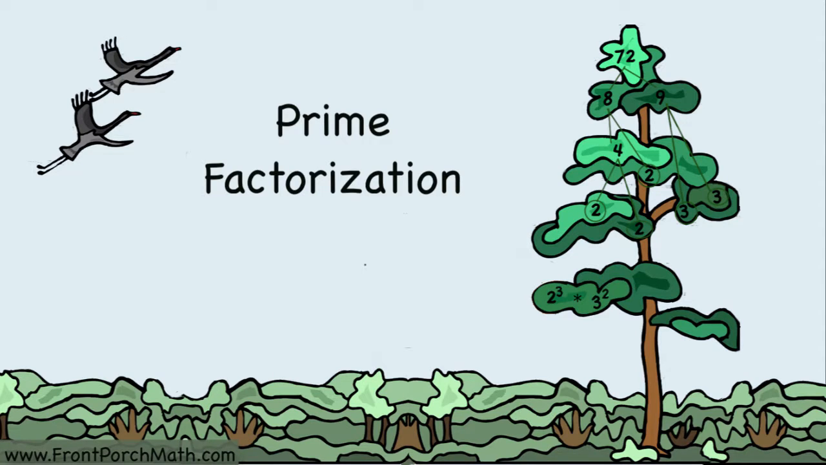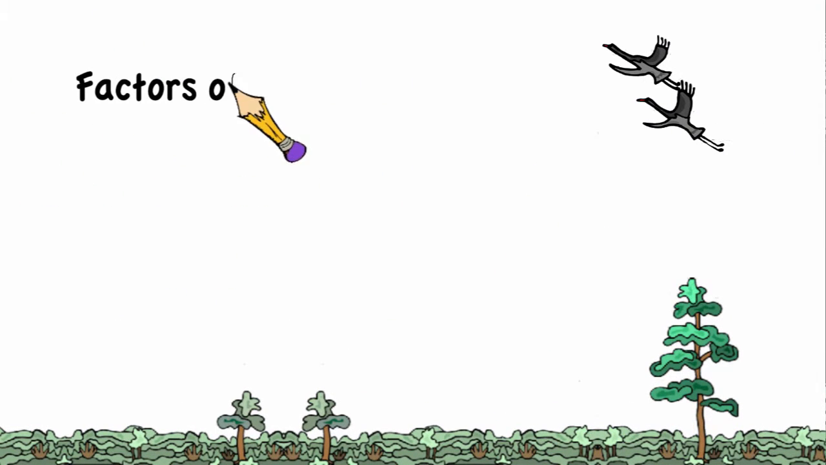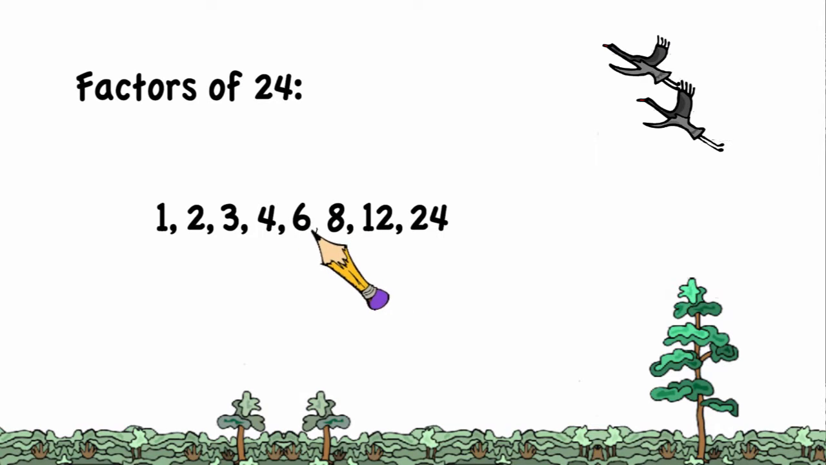Let's look at prime factorization. We're going to start with a quick review of vocabulary. When you find the factors of a number, you are finding the numbers that divide evenly into that number. So let's look at 24 as an example. 24 can be thought of as 1 times 24, 2 times 12, 3 times 8, and 4 times 6.